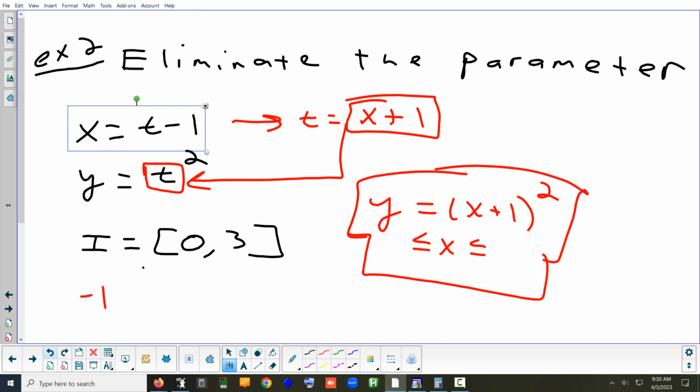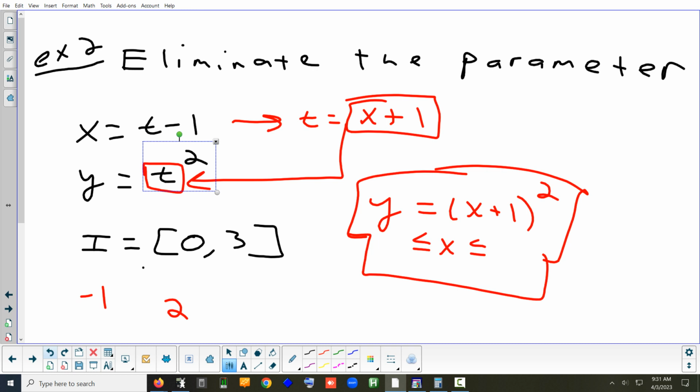I don't care about the y, because when you give a limit on a graph, you never give it with y. You only are concerned about the x. And now I need to know the biggest x value that I'm going to hit. What do I get if I plug a 3 in for t in the x equation? 2. So I know that this graph is going to have a starting x value of -1 and an ending x value of 2. What's the starting and ending for the y?